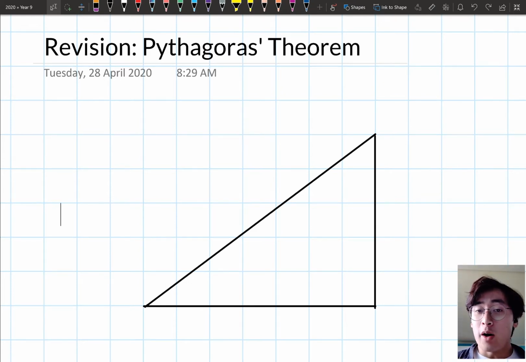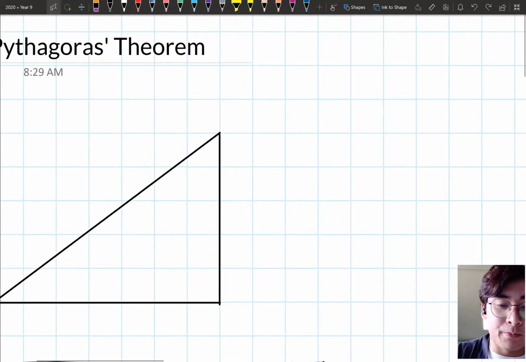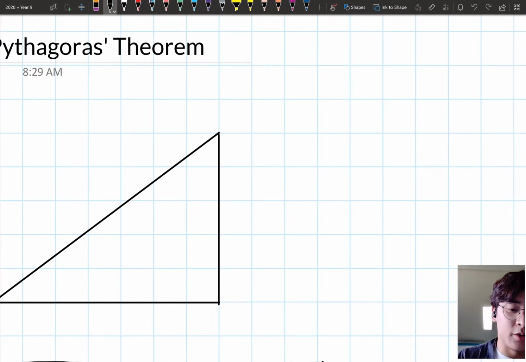Now, what we're going to do in this first part of this term is go through a topic where we look through right angled triangles. So this first topic that we're actually doing is called right angled triangles.